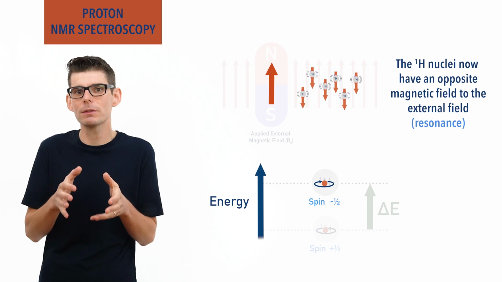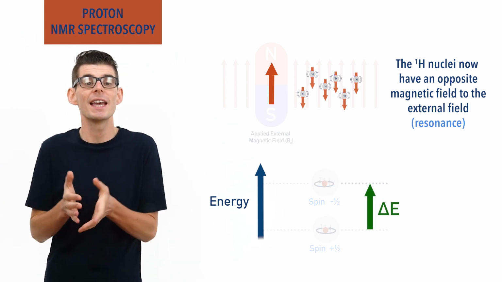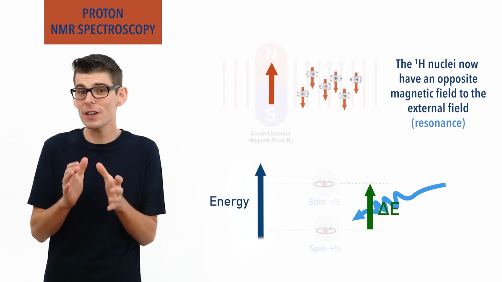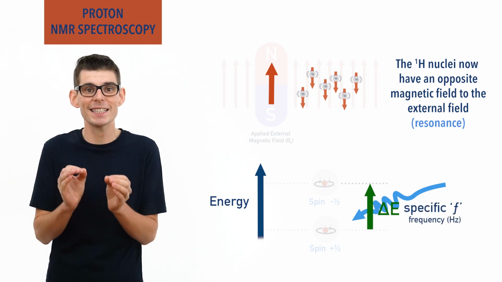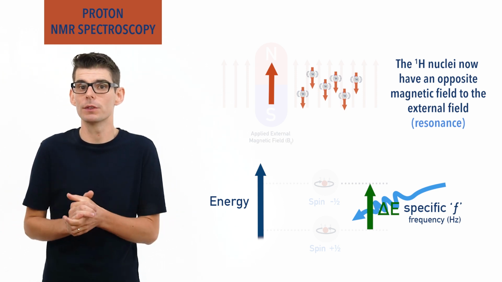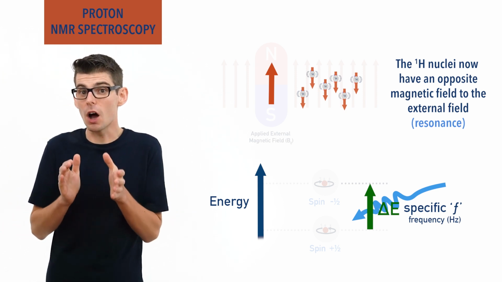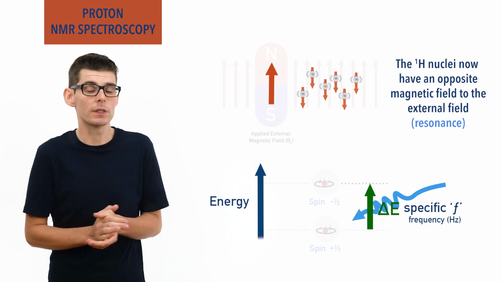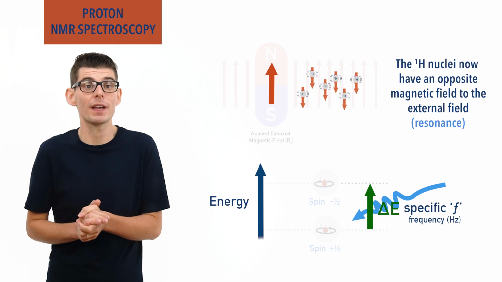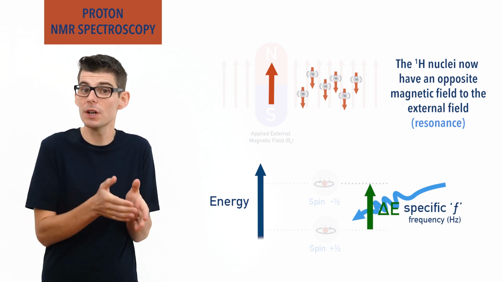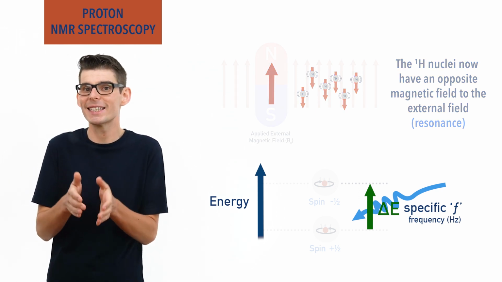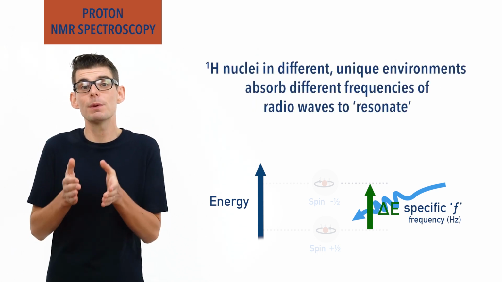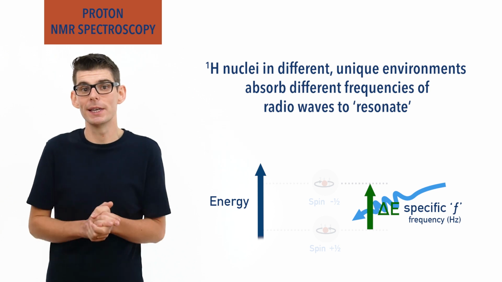This specific amount of energy can be given to the protons in the form of a radio wave. Only radio waves of a specific frequency will provide the exact energy needed to flip the proton spin. Radio waves that aren't the specific frequency won't be absorbed and will pass straight through the sample. A proton from a hydrogen atom in a different environment to another will need to absorb a slightly different amount of energy to resonate, and as a result, it will absorb a different frequency radio wave.